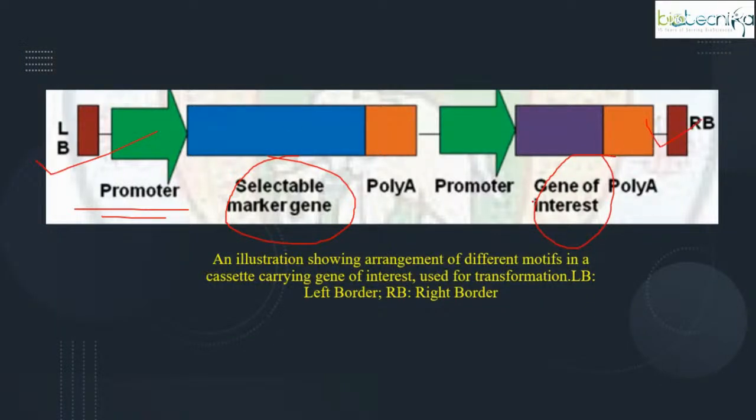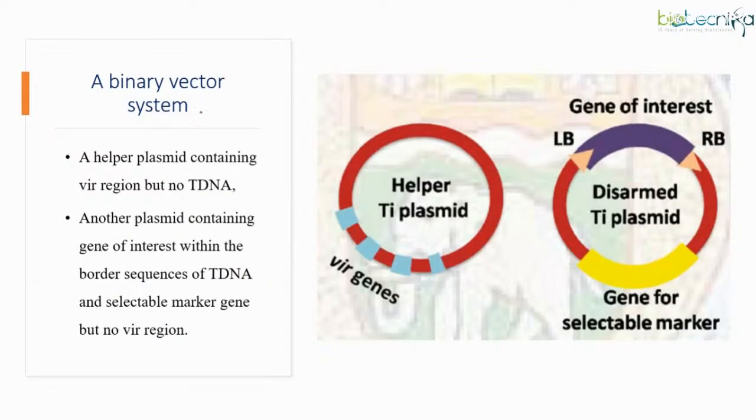Right. So after this, what happens? It will carry out the gene transcription. So the tDNA part, which literally contains the oncogenes, has been removed. Now, what is a binary vector system? A binary vector system involves 2 plasmids. What are those 2 plasmids?